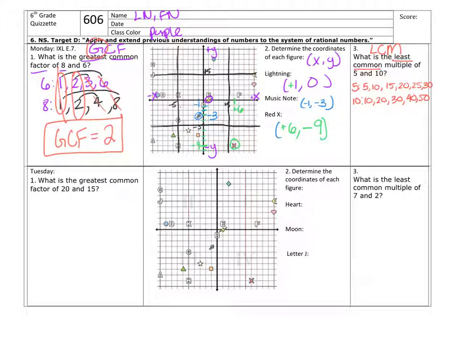So what is the lowest multiple that they have in common? 5 is not a multiple of 10, so it can't be 5. And the next one is 10. And look, 10 is in both of those lists of multiples. So they have 10 in common. So the LCM, the least common multiple, is 10.